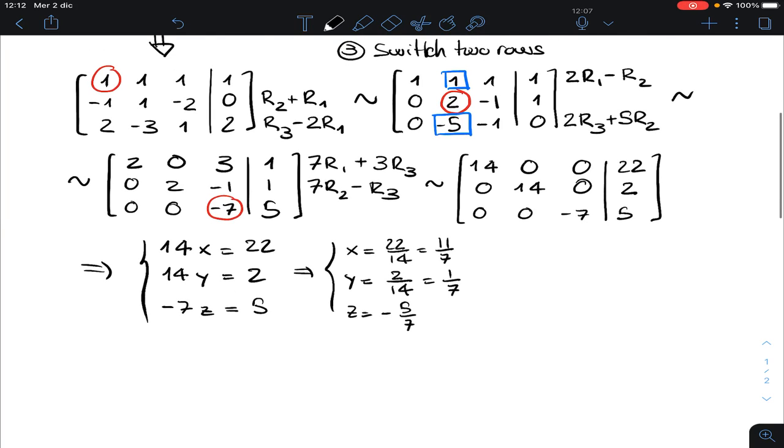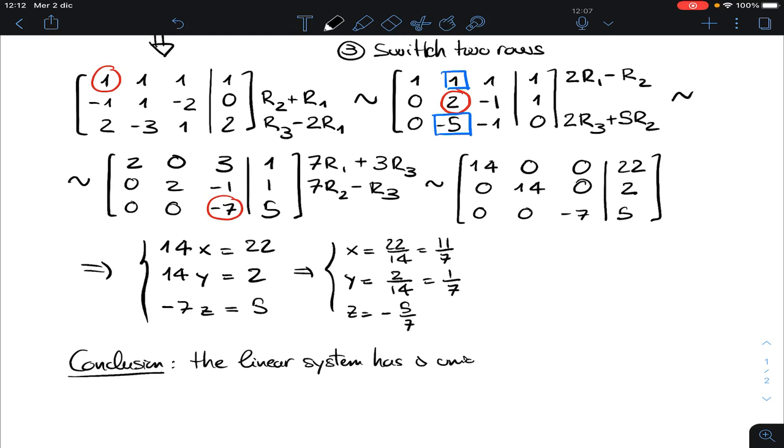And so, as a conclusion, the linear system has a unique solution, which is, as we expected, 11 over 7, 1 over 7, minus 5 over 7. And this concludes the strategy.